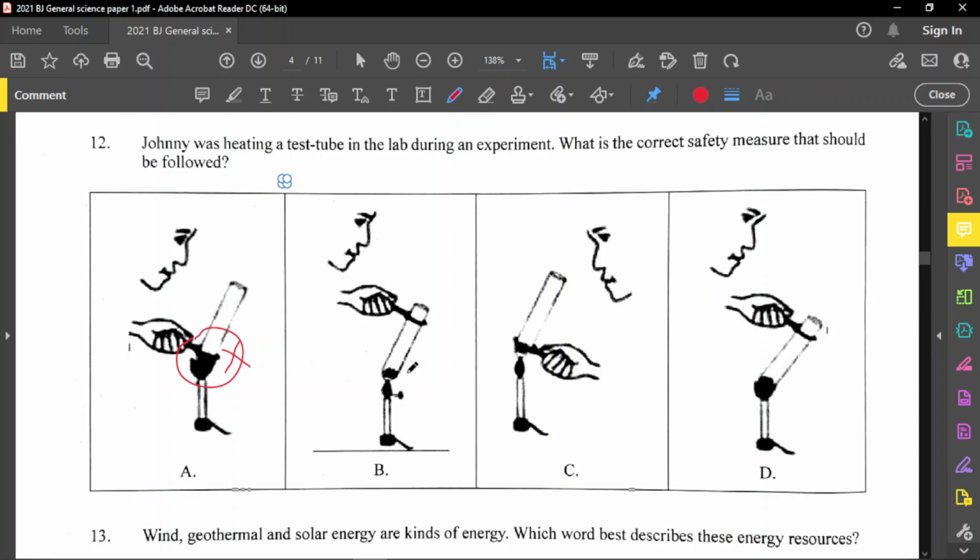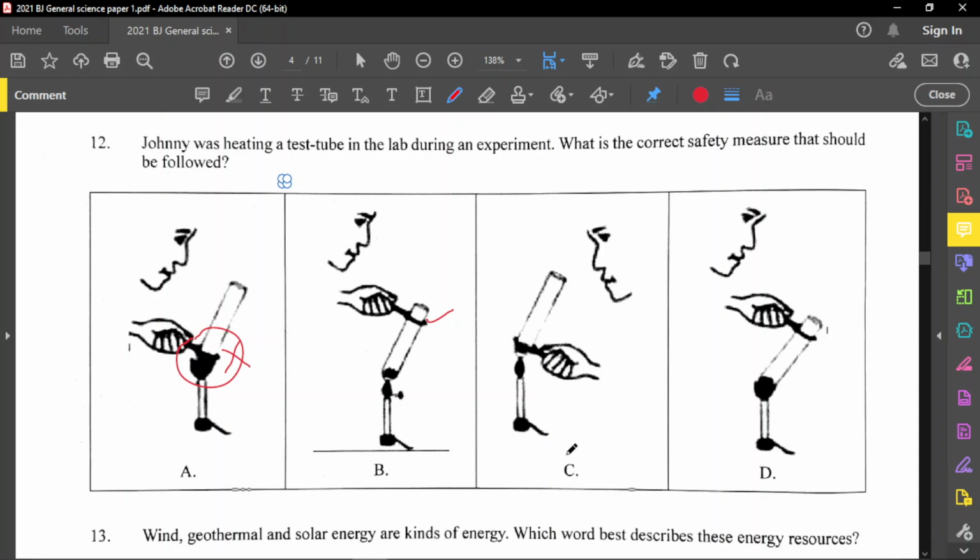For option B, Johnny is holding the test tube holder, as we pointed out, at the top or almost to the top. So that part is correct. And the test tube is in the flame, which is awesome. All right, let's hold that a little bit and see what's going on here.